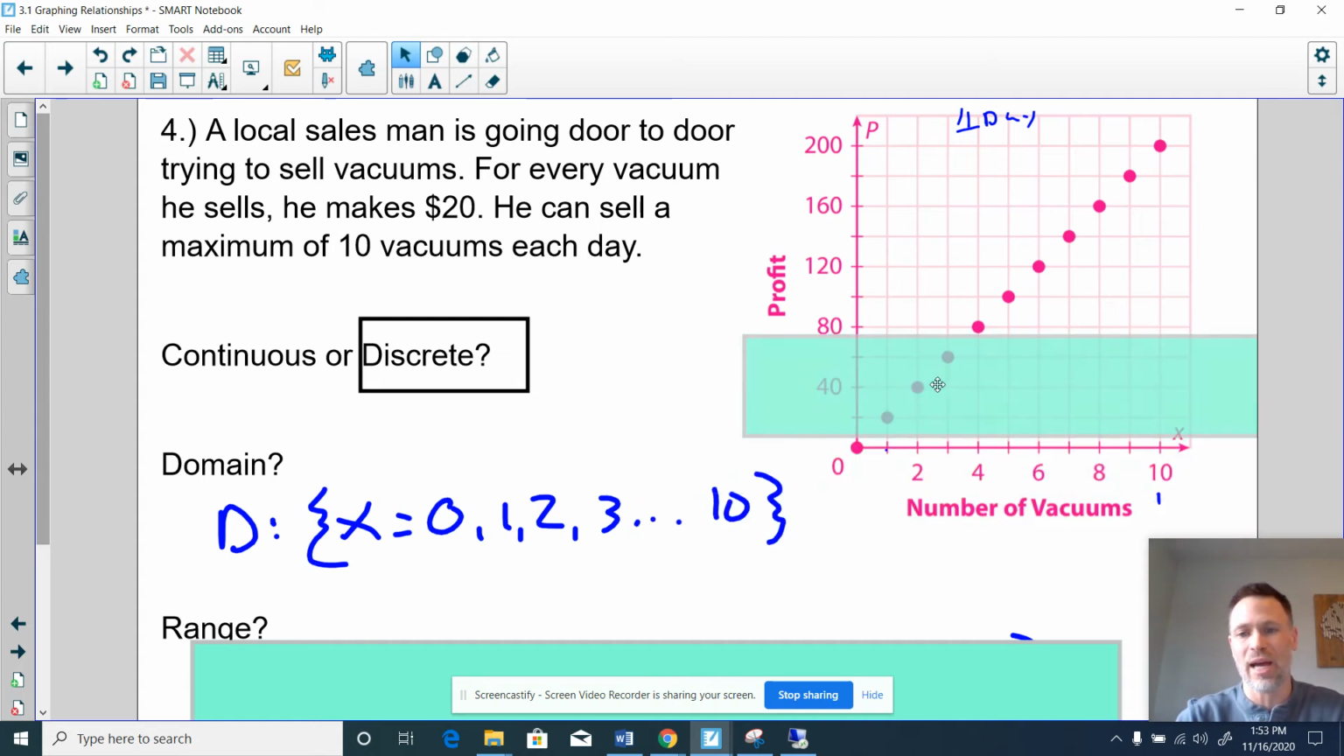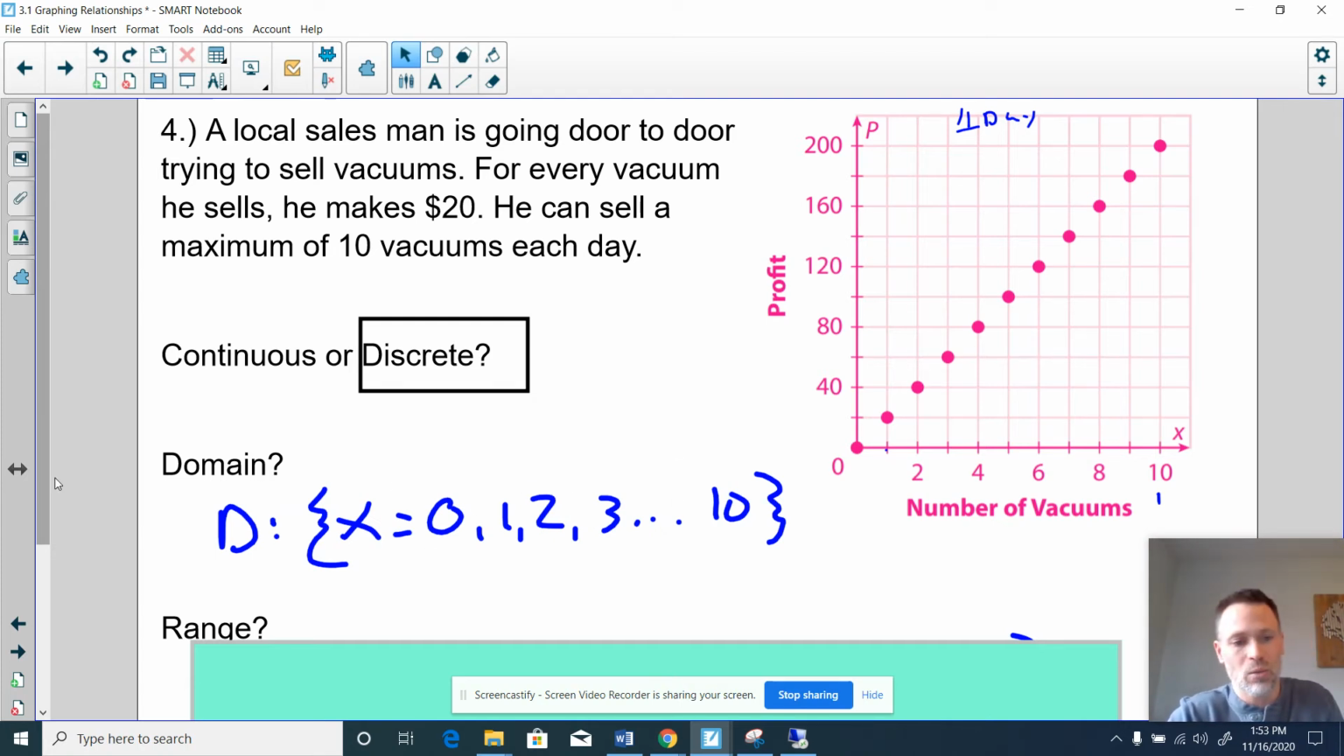And then I took advantage of the pattern here, right? And said, all right, I'm going to stop at 10. So I could have listed 0, 1, 2, 3, 4, 5, 6, 7, 8, 9, 10, but I took advantage of the pattern and stopped at 10.